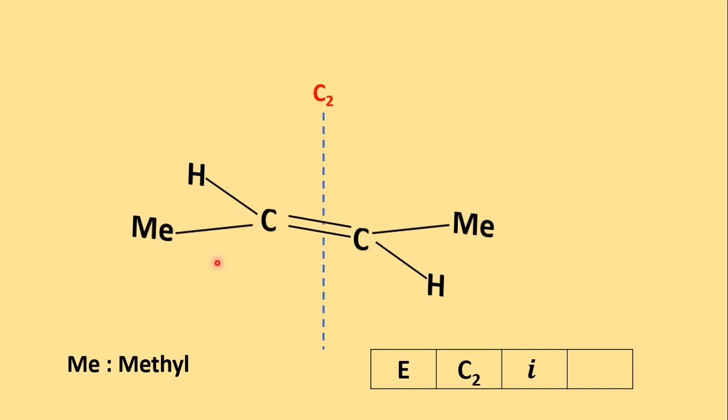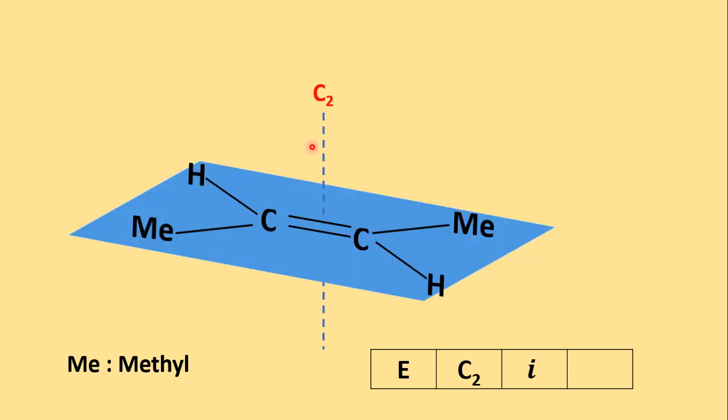Next we come to the horizontal plane of symmetry. This plane is perpendicular to the principal axis, C2 axis, and so it is sigma h plane. It cuts through all the atoms here. We consider methyl as a single group here, and one half of each of this is above the plane and the other half is below the plane. Consider methyl as a single entity.